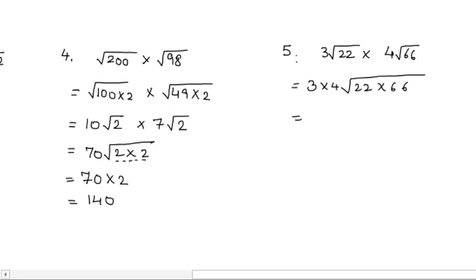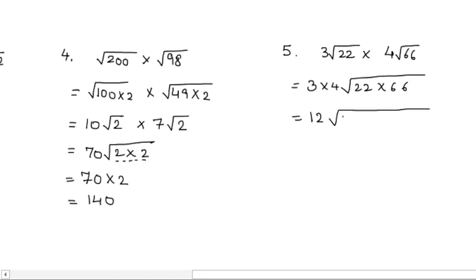If you have been observing carefully, in question number 4, second step, I have not clubbed them together under the same root. However, what I have done is I have factorized them first. Whereas in question number 5, I have written them together under the same root, and then after that I'll be factorizing. It is up to you. Whatever you want to do first, your final answer is going to be absolutely the same. So 3 times 4 gives you 12.